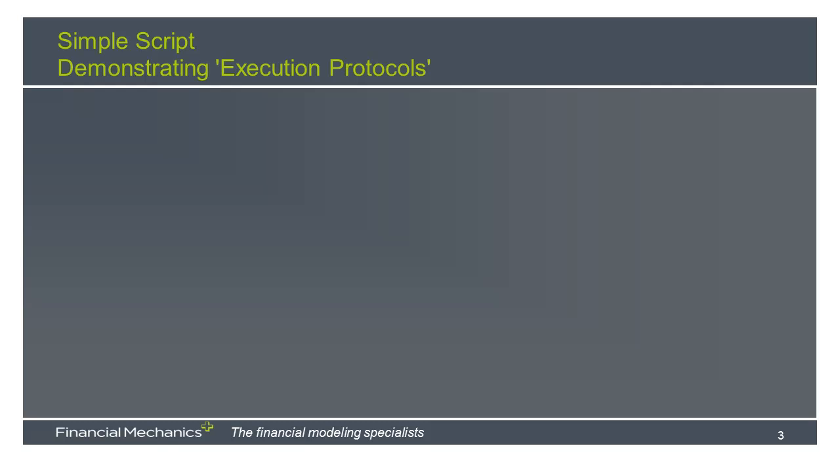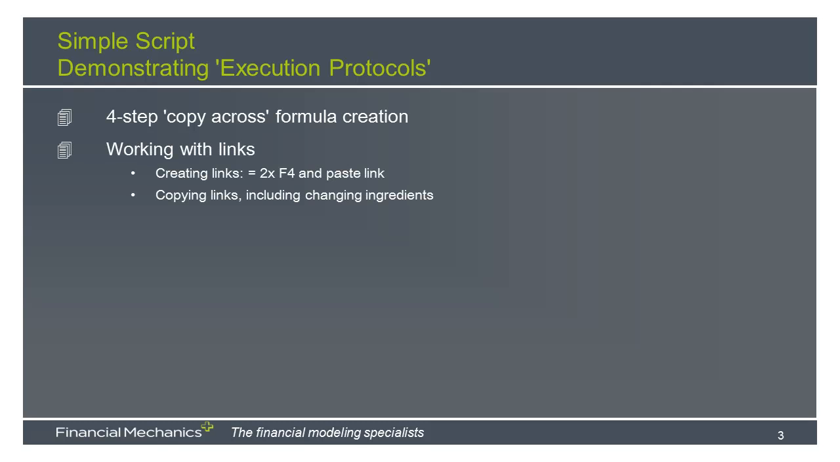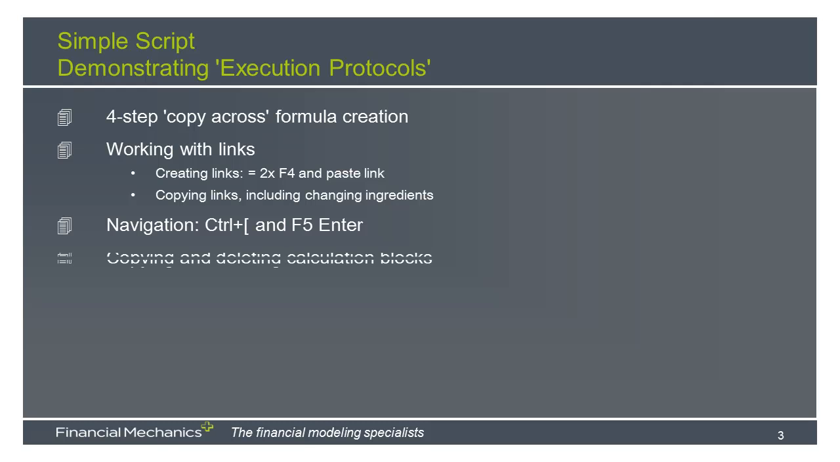To get that done in the components that we're going to have, I'm going to go through what I've called here execution protocols. These are modular components. To begin with, the four-step copy across execution technique, of course. That's where we're going to get ourselves started. I'm going to work with links, both creating the links with 2 times the F4 plan, as well as Paste Special link. We're going to copy links, including putting them in and changing ingredients in some of the calculation blocks. I'm also going to demonstrate some navigation, hopping around on my screen with the usual techniques.